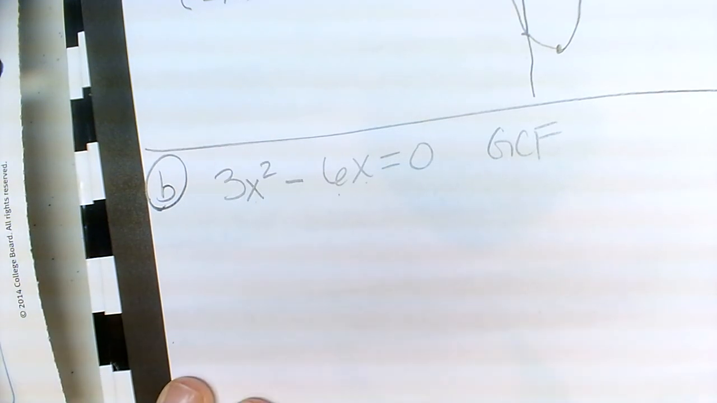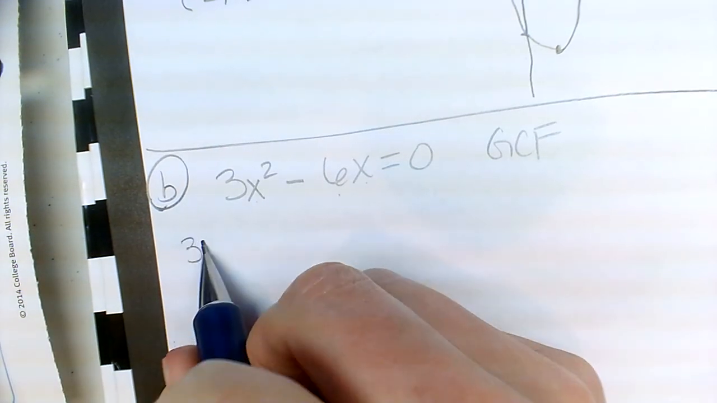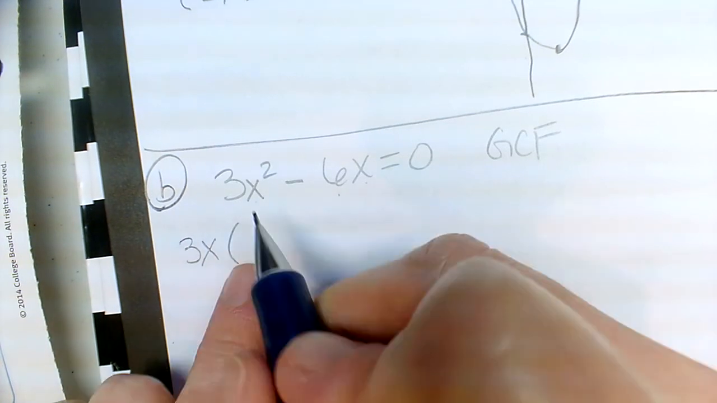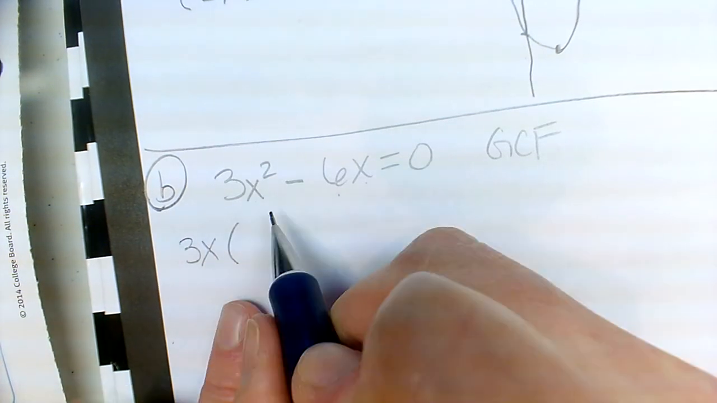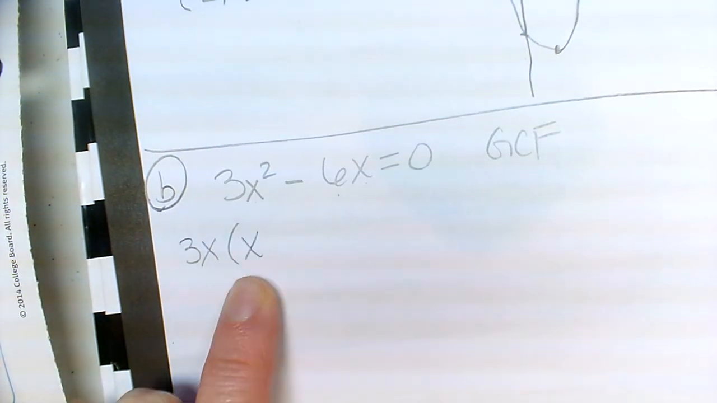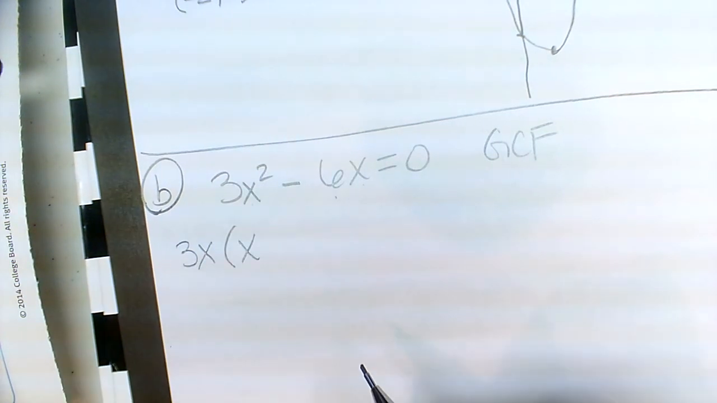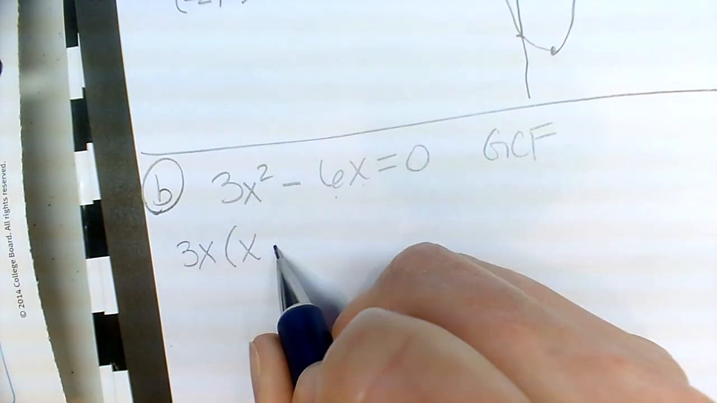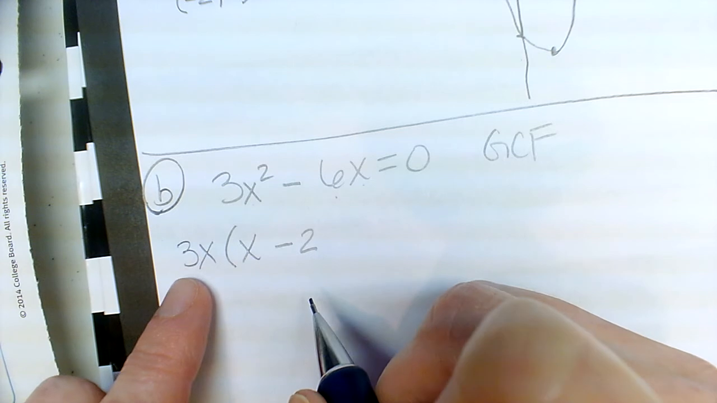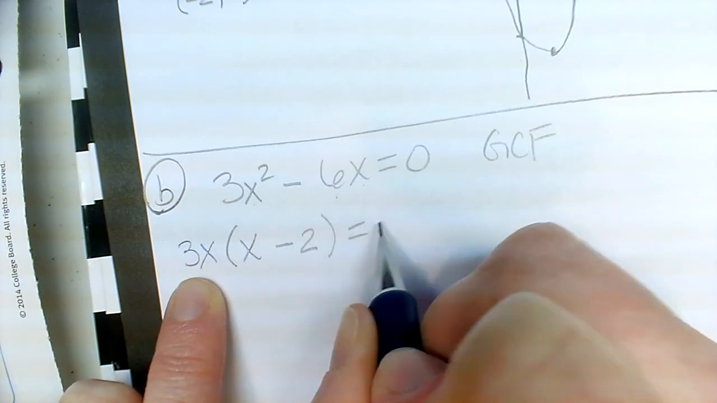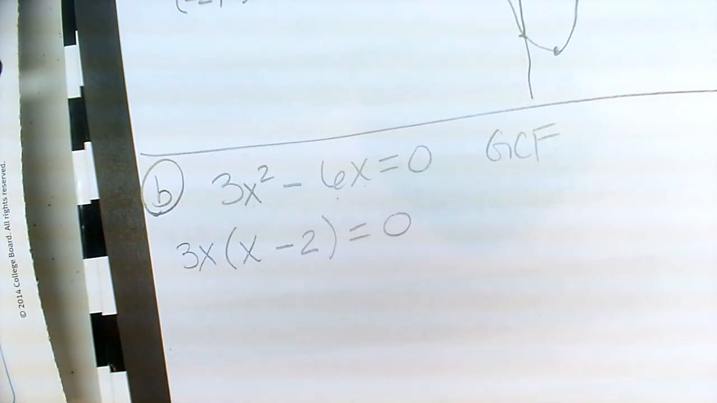And then what about the x? I can factor out an x as well. So I'm going to factor out 3x. Let's see what's left in the quadratic. I would have an x because 3x times x gives us 3x squared. And then I would have a negative 2 because 3x times negative 2 would give me negative 6x. Close my parentheses and then set it equal to 0.